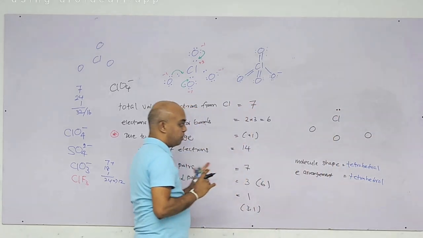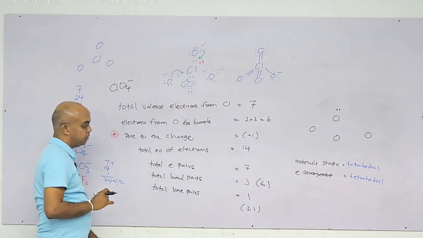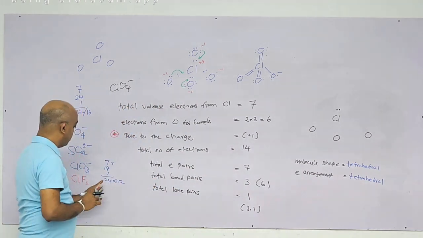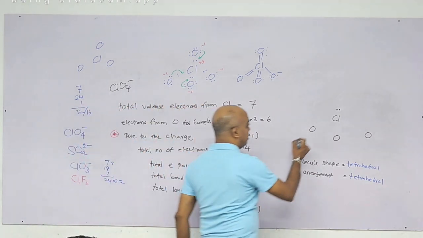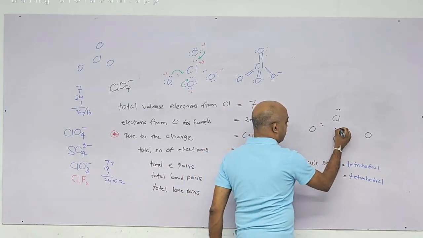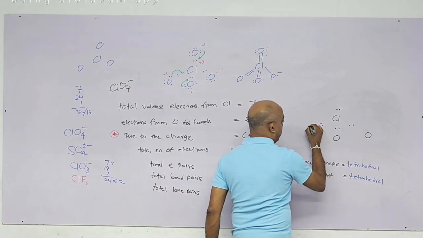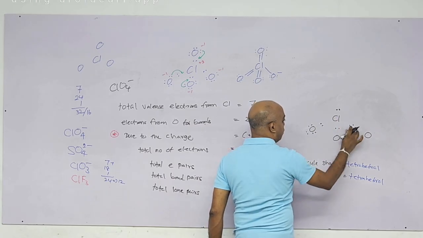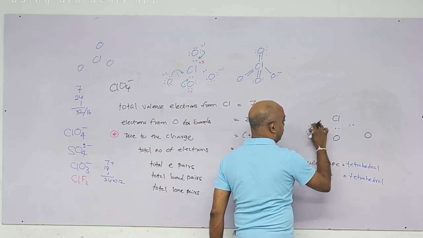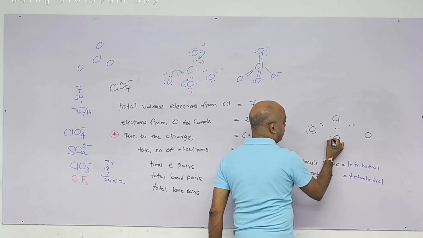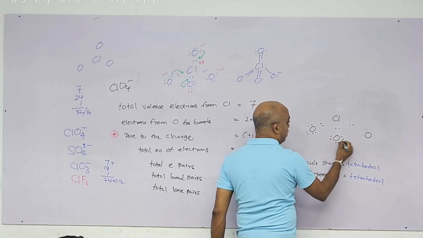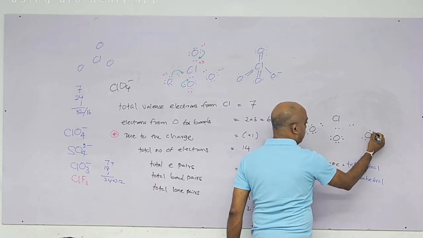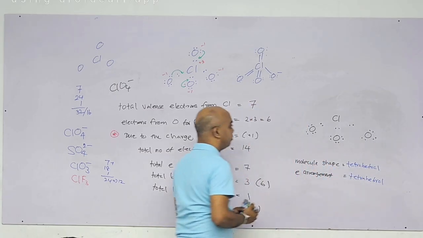Then our only problem is whether there are double bonds or single bonds, right? So this is 12. So I am placing like this, and the lone pairs like this, the 12. The bond pairs are done. 1, 2, 3, 4, 5, 6, 7, 8, 9, 10, 11, and 12.